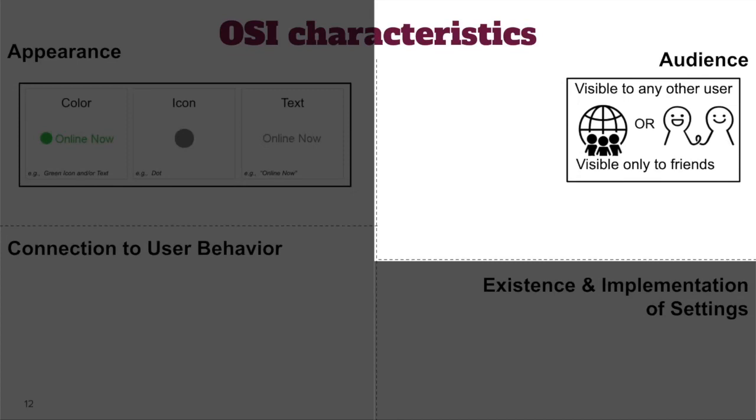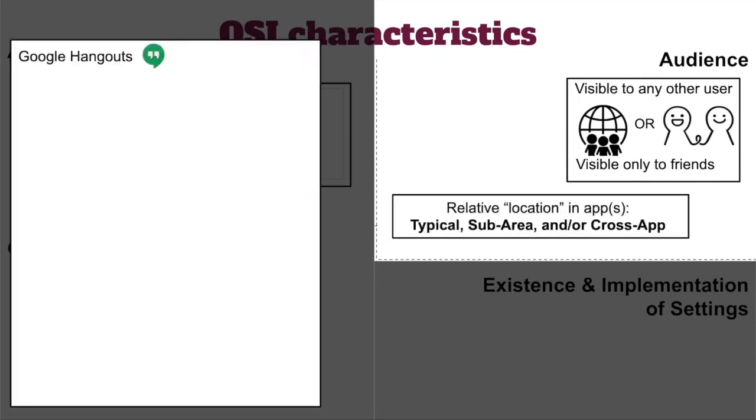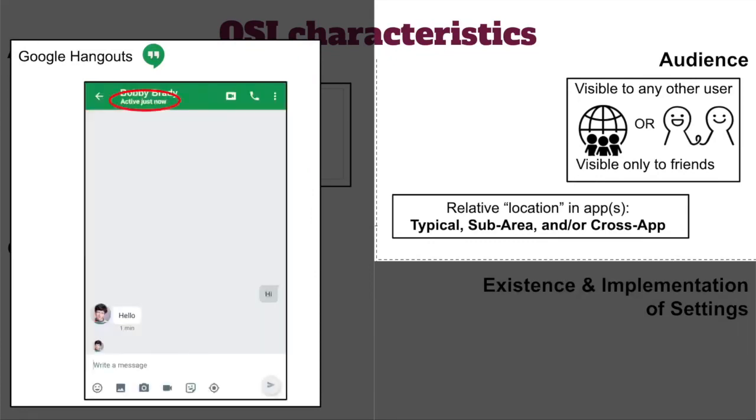Users' relative location in the app can also determine the audience of an OSI. To illustrate this, I'll use an example of Alice observing her conversation with Bob in Google Hangouts. When Bob is online, text at the top of their conversation view will say, "Active just now." This is a typical OSI. In Hangouts, typical OSIs are visible only to people who have been added as connections. But also notice the small profile picture icon in the bottom left. In this screenshot, it's fully opaque, but it could also appear slightly transparent or lighter in color. In this case, the difference in appearance conveys whether Bob is also currently viewing their conversation.